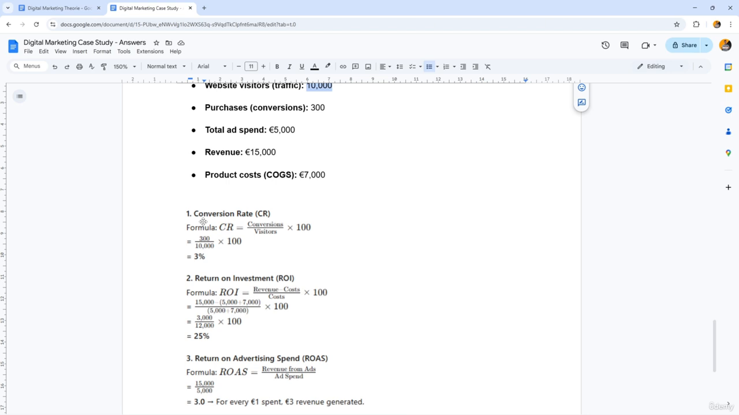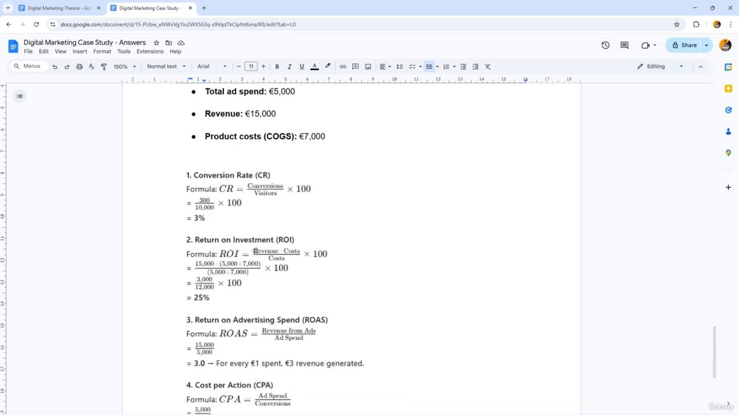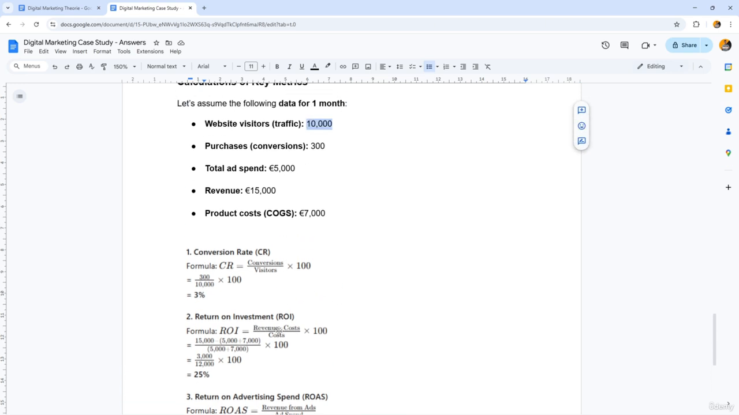This is quite an okay number, although you should check the number in your niche, but also compare it with your last months, because this number should obviously get higher and higher every month. Return on investment means revenue minus the costs, and this is a bit tricky. Why? Because we have two different costs. We have ad spend and product costs.